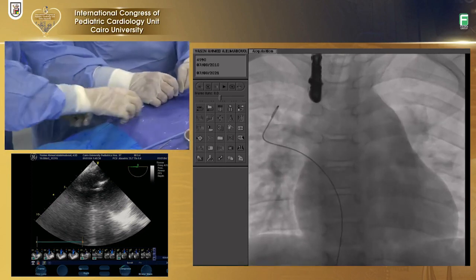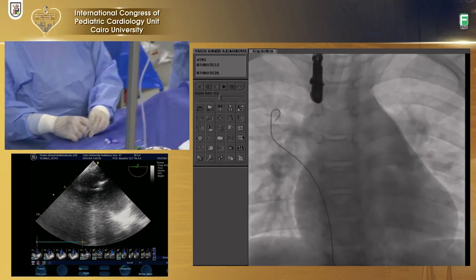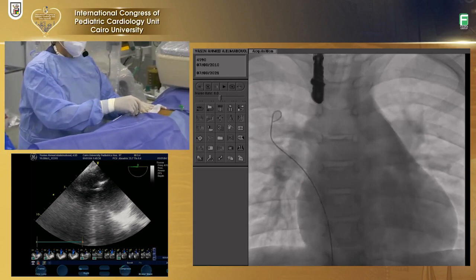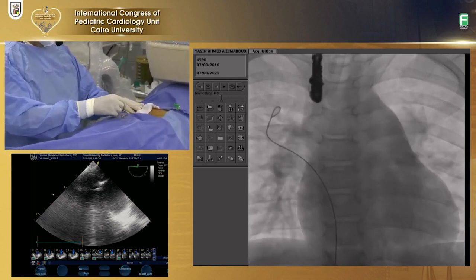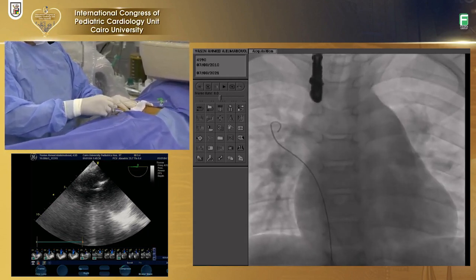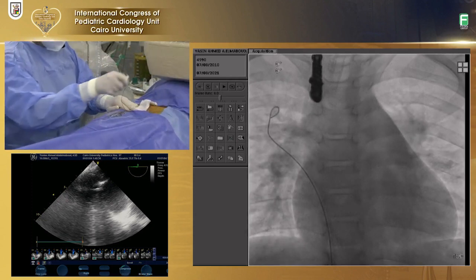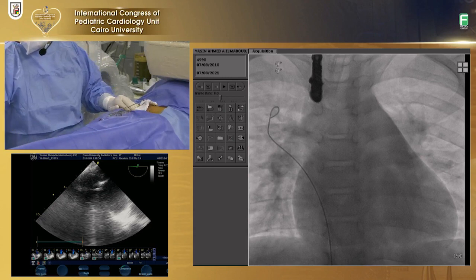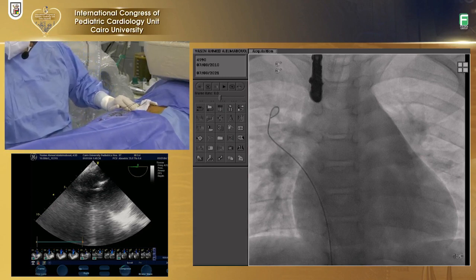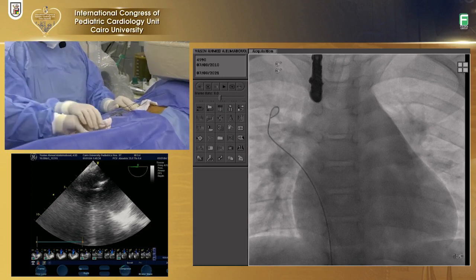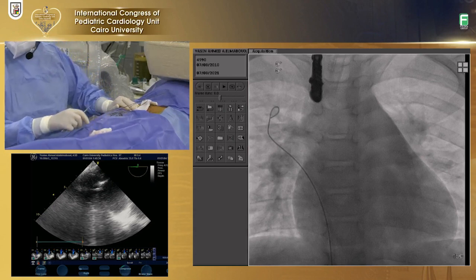Without any loop inside the right atrium, and then I will draw the short sheath and carry on the wire inside the right upper pulmonary vein. We'll make a bigger snip for introducing the long sheath. Okay, long sheath please, 12. Please put the long sheath inside the wire, and I will prepare for the introduction.